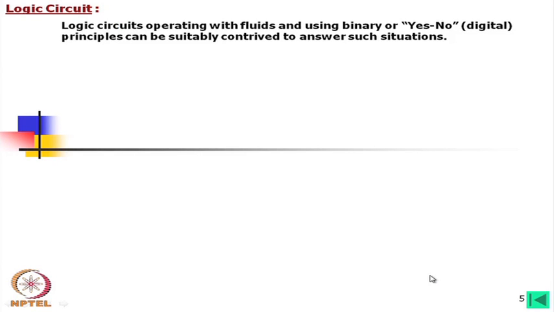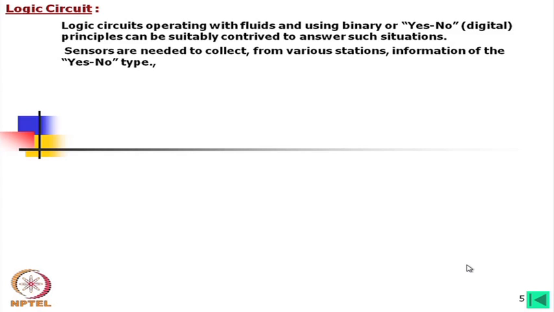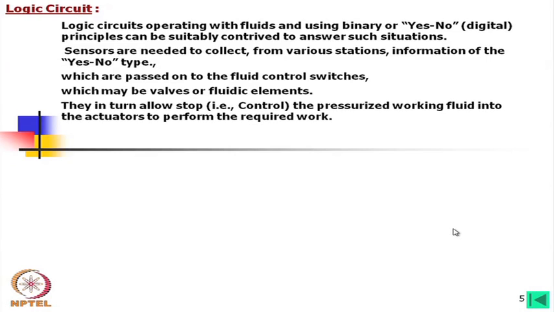Logic circuits operating with fluids and using binary or yes and no principles can be suitably contrived to answer such situations. Sensors are needed to collect information of the yes or no kind from various stations. This means that whether a function is no or yes, how we can know that: usually these are collected through sensors, which are passed on to the fluid control switches, which may be valves or fluidic elements. They in turn allow, that is control, the pressurized working fluid into the actuators to perform the required work.